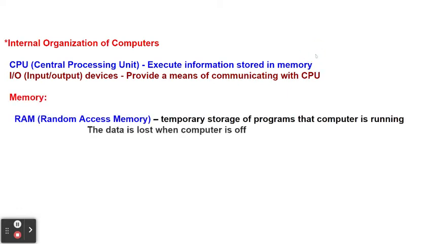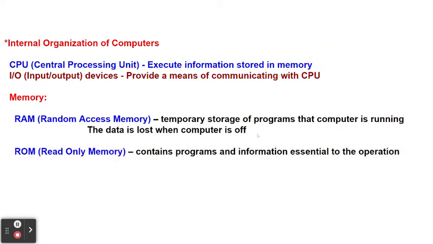Memory can be random access memory or RAM. This is a temporary storage of programs that the computer is running. The data is lost when the computer is off. So when you turn off your computer, the data inside the RAM will be erased.